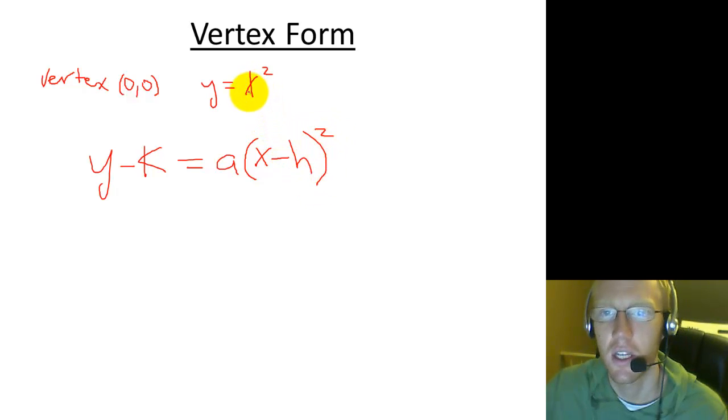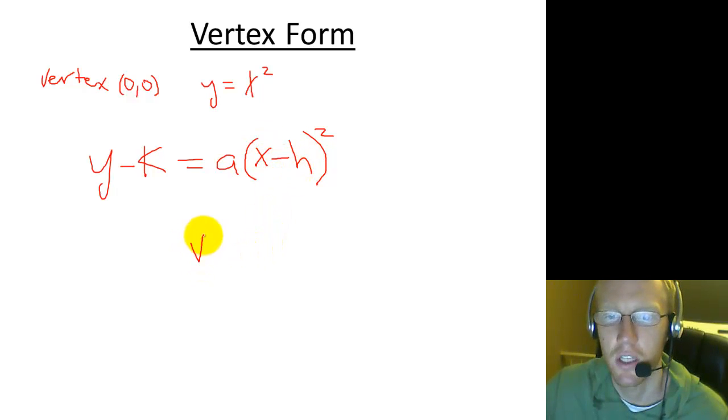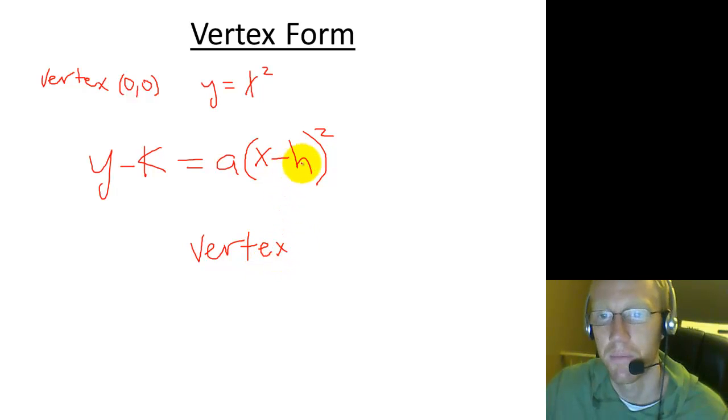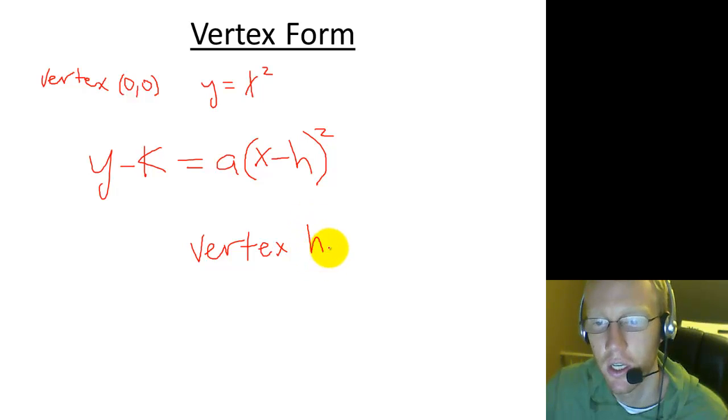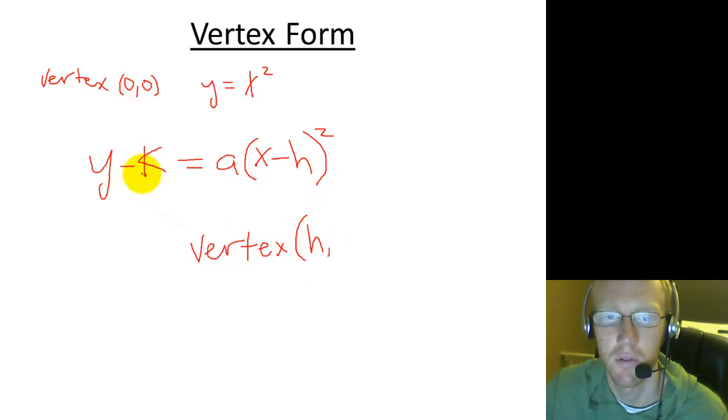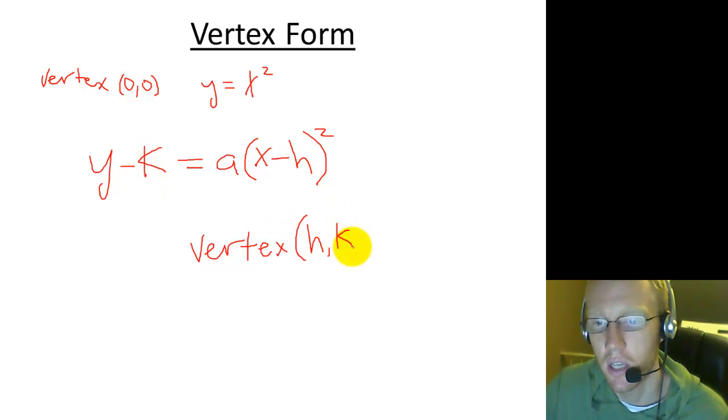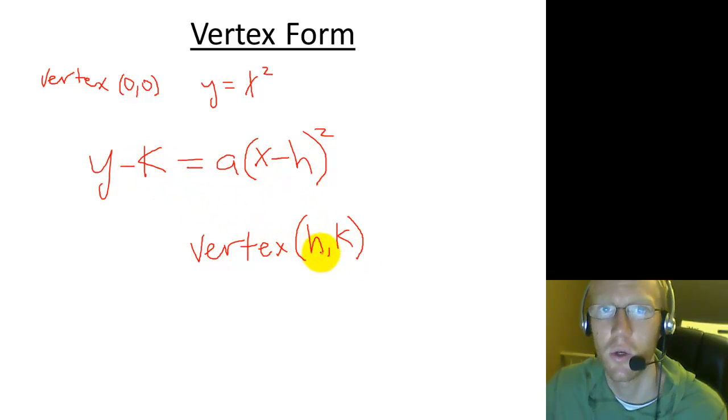So you can see that x became x minus h, which means that the vertex has moved to the right, because of the opposite sign, a distance h. Y minus k means we moved up a distance k. So the amount that we moved to the right and up is the new location of the vertex.